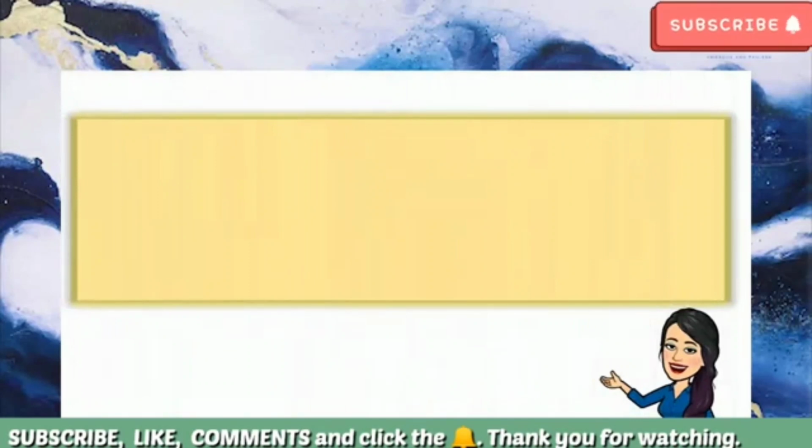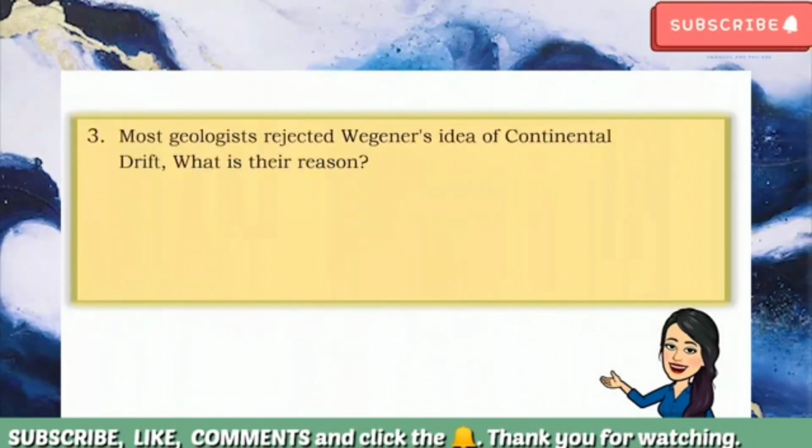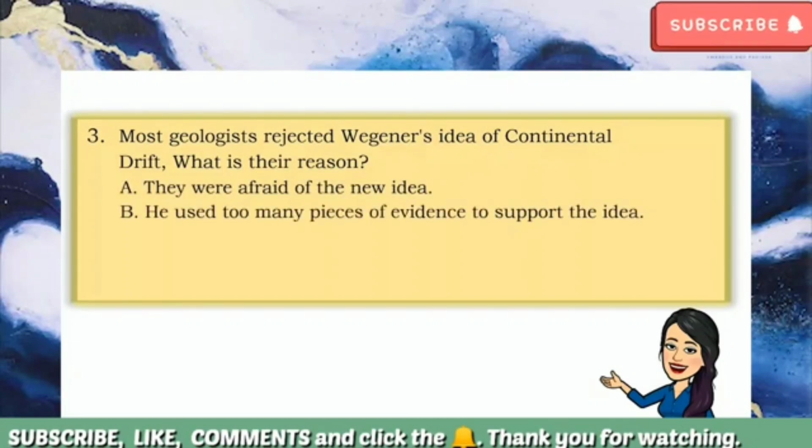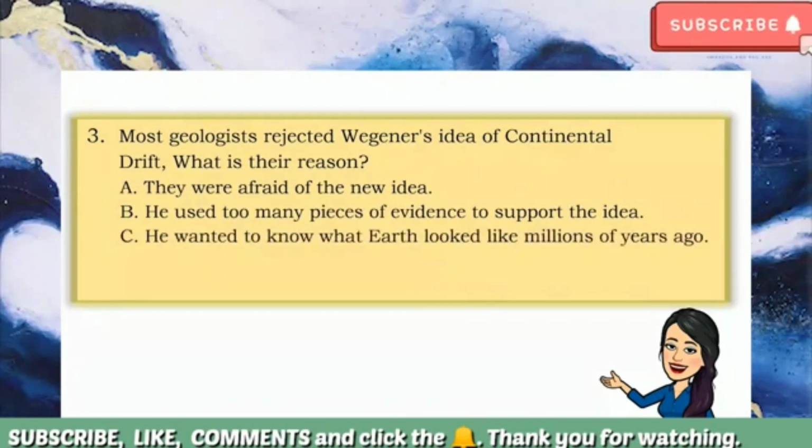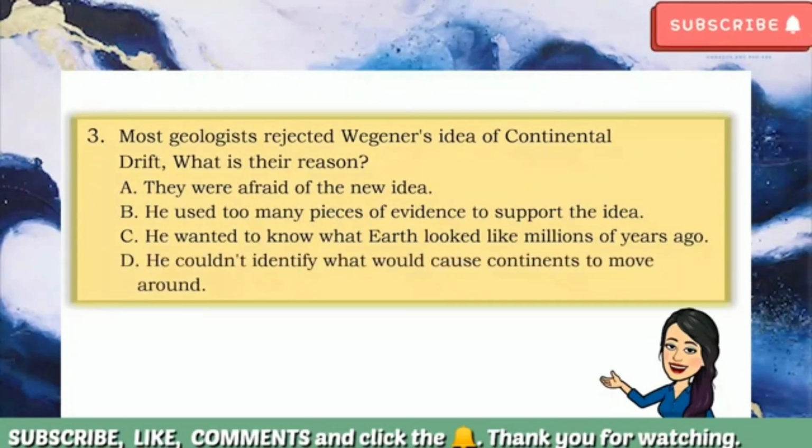Question number 3. Most geologists rejected Wegener's idea of continental drift. What is the reason? A. They were afraid of the new idea. B. He used too many pieces of evidence to support the idea. C. He wanted to know what Earth looked like millions of years ago. D. He couldn't identify what would cause continents to move around. What is your answer? The answer is letter D.